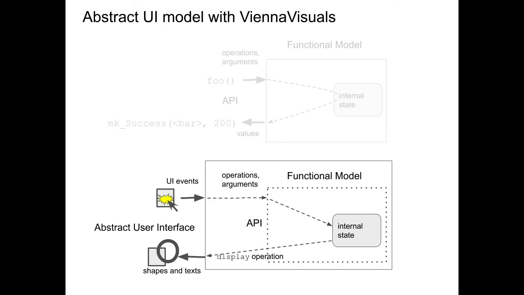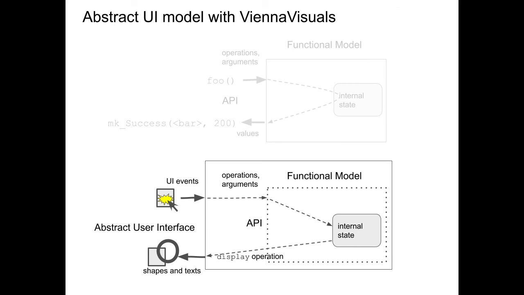ViennaVisuals enables a VDM model to specify how a UI event is handled and how the system is presented to the user. The presentation is specified as abstract shapes in XML-based document models such as scalable vector graphics, and each abstract shape can have an event handler defined as an operation.